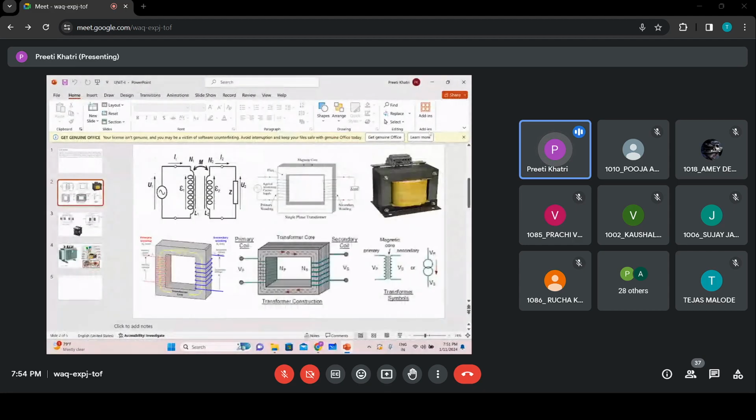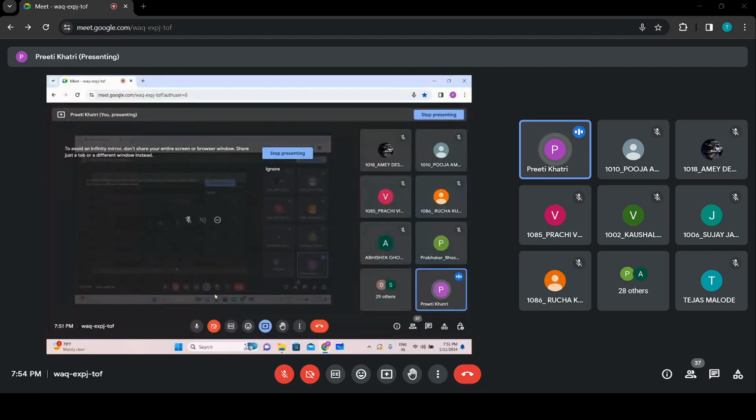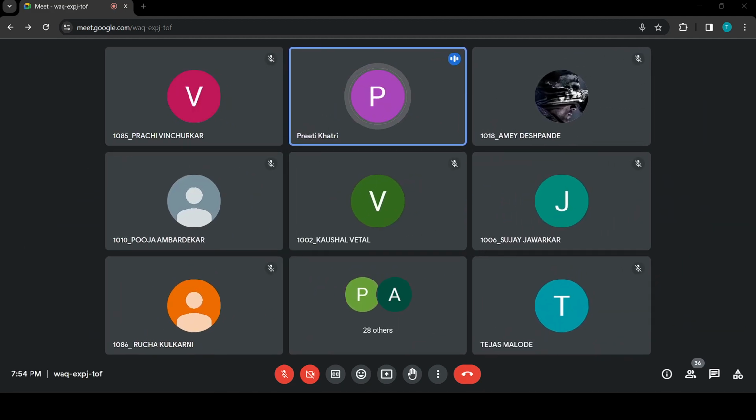Okay, so just wait a minute. I will take your attendance, and then you can leave the classroom. Just wait a minute. One, two, three. See now, as per the new roll number, there is a slight change in you.